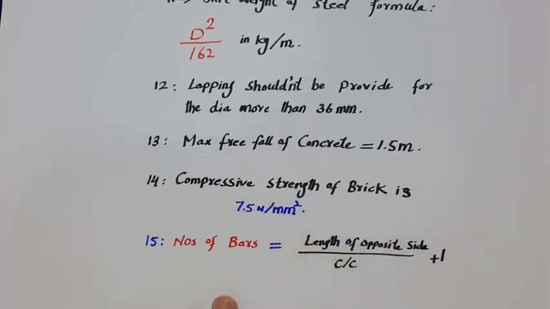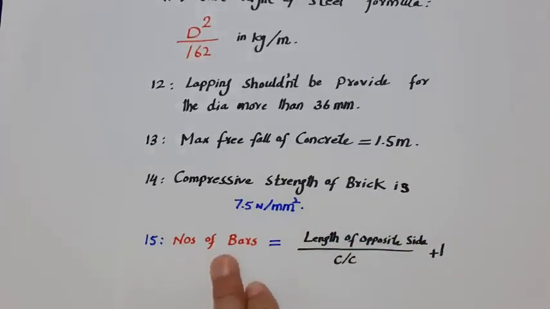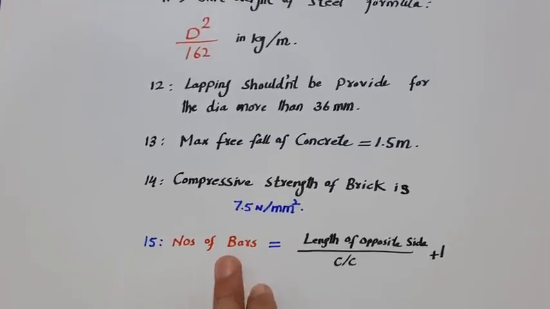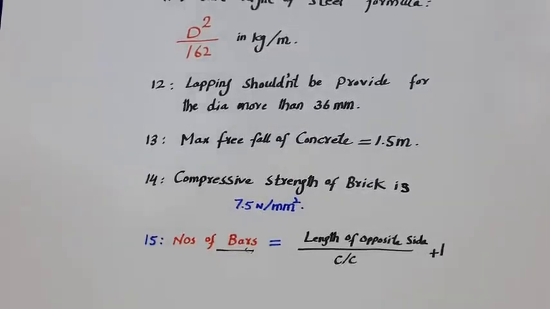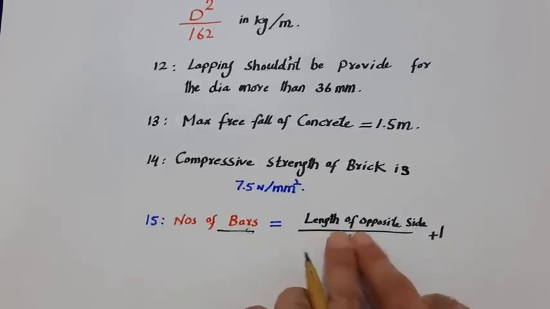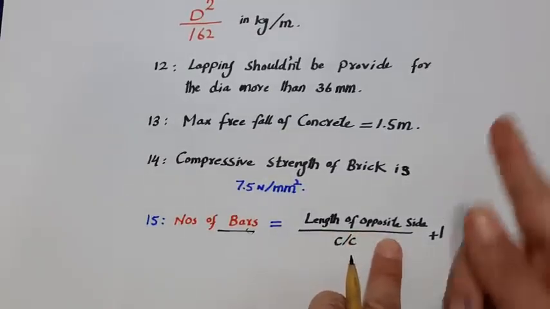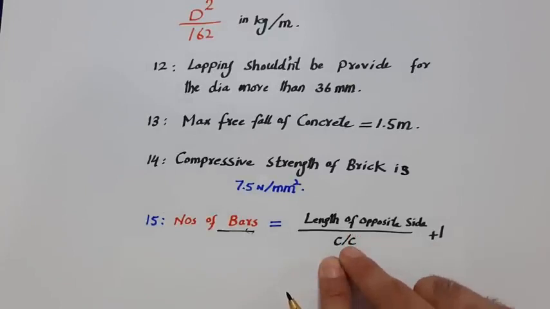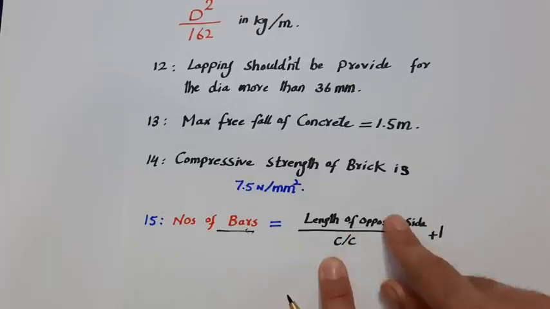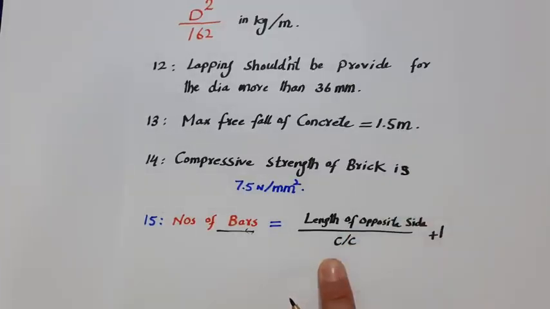Guys, the last one is number of bars. How can you find the number of bars? You can find it from the length of the opposite side. For example, in slab, length of opposite side divided by spacing C/C plus 1, then you can find the total number of steel rods in the slab.